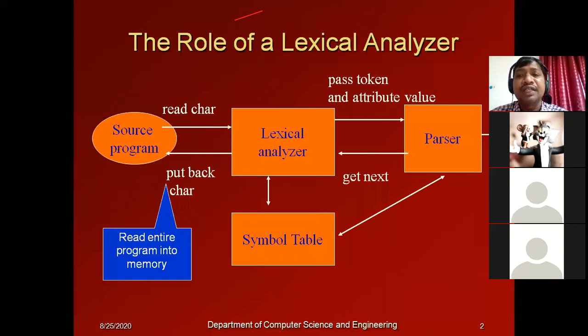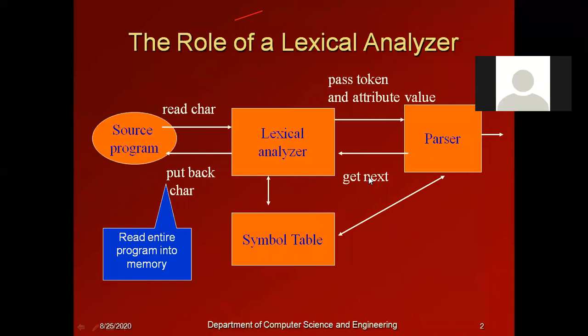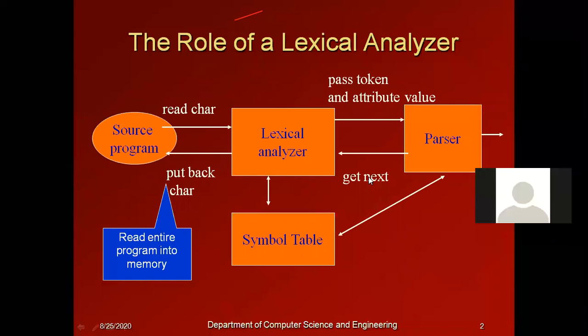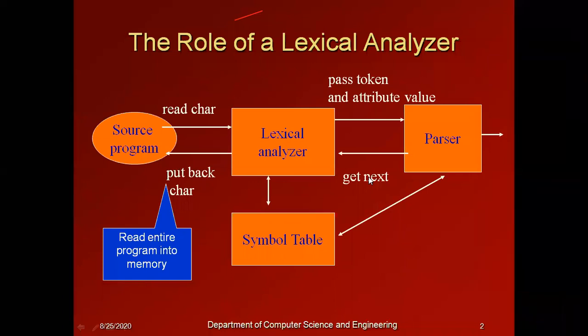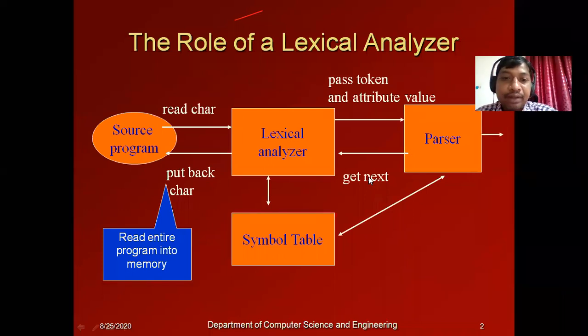If the lexical analyzer finds any lexical error, it will notify that error to the user. Whenever it identifies a lexical error, those errors will be notified to the user, and the error handler will take care of executing the remedy actions, like finding out the position where it occurred or something like that, right?